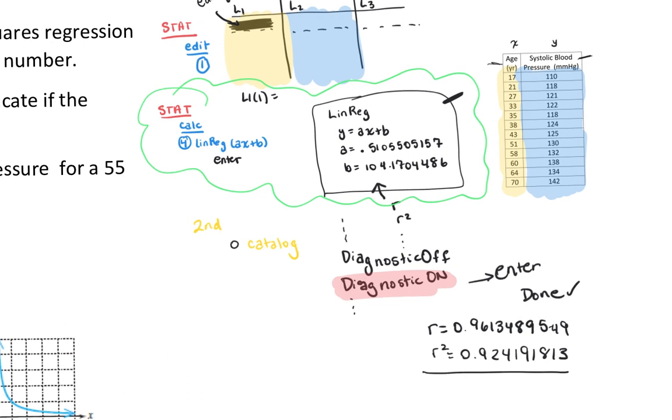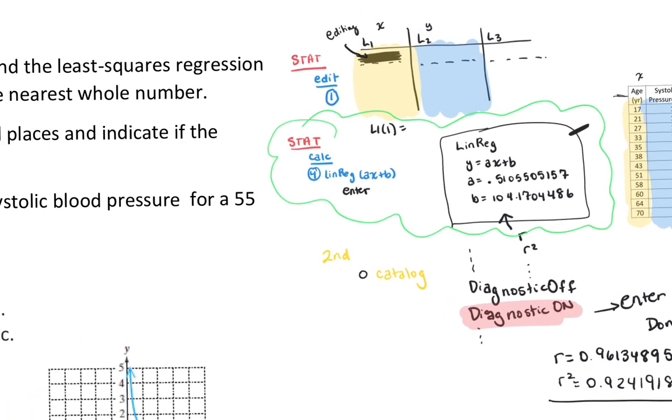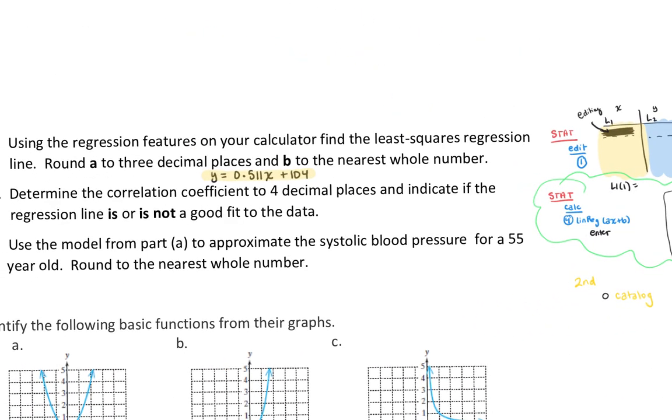And if you can't get it figured out, I would recommend either coming to the MLSC, getting someone to help you with it, or asking your professor about it. But essentially, once you have those two values, you're able to answer B. It says determine the correlation coefficient. So our correlation coefficient is our R. And we need to round it to 4 decimal places. So it'll be something like 0.9613 is our R.